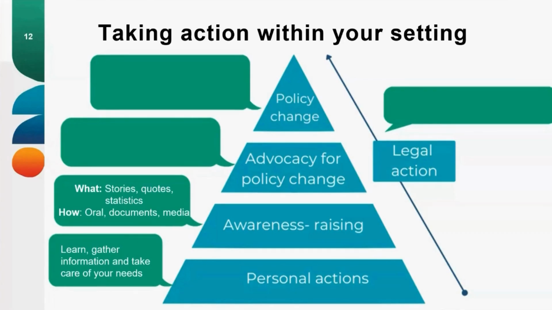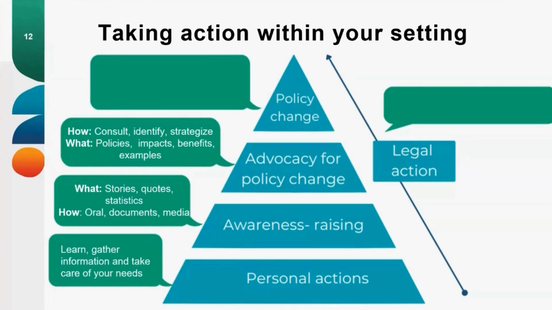Then you can identify the approach you'll use to communicate that information that you've gathered. Some examples might be informal conversations, meetings, presentations, written reports, pamphlets, or posters, or audio and video recordings. Once people in your setting are aware of the issue, consider advocating for policy change.